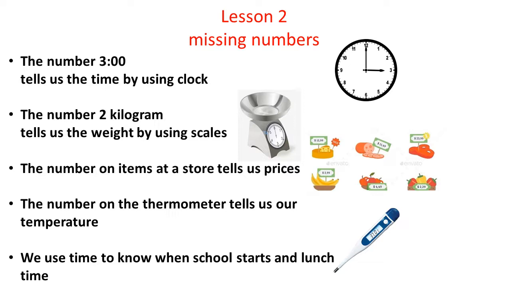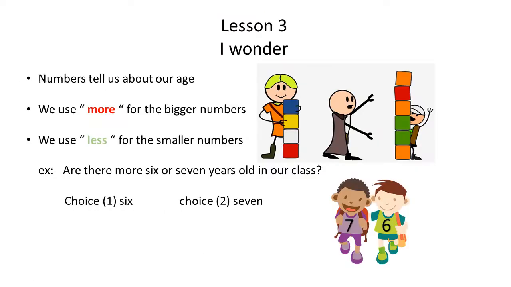The number 2 kilograms tells us the weight by using scales. The numbers on items at a store tell us prices. When you see a price tag, it gives you how much money you will pay. The number on the thermometer tells us the temperature. We use time to know when school starts and lunch time. So you have to know what information you get from each number.